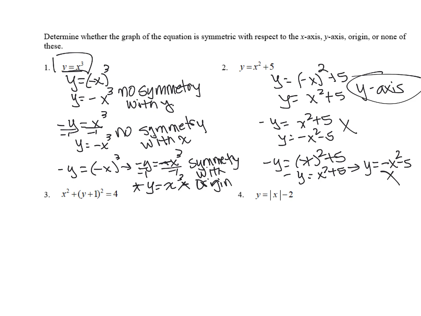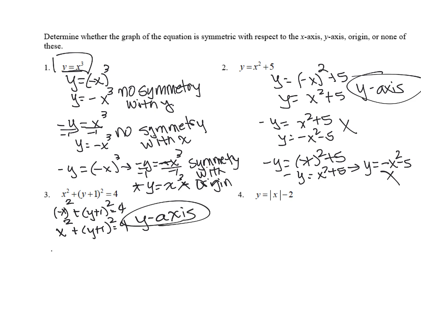Okay, let's test number 3. We're going to plug in negative x into x squared plus (y plus 1) squared equals 4. When we simplify, that gives me x squared plus (y plus 1) squared equals 4, which is the same as the beginning. So we do have symmetry with the y-axis. Let's check the others. So x squared plus (negative y plus 1) squared equals 4. Well, I can't simplify that to get the exact same thing out. So we're not going to have symmetry with the x-axis.